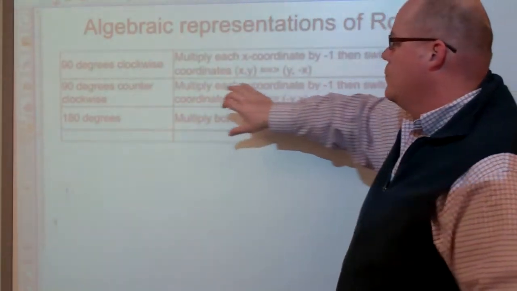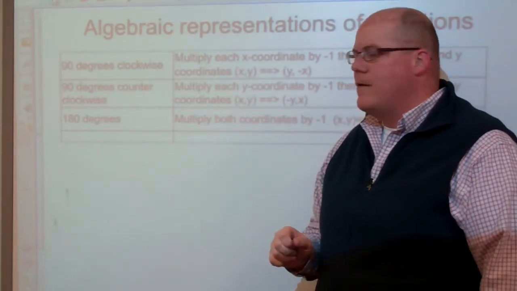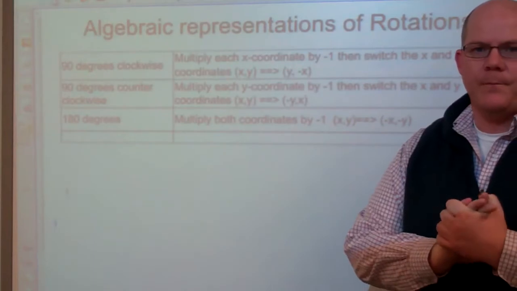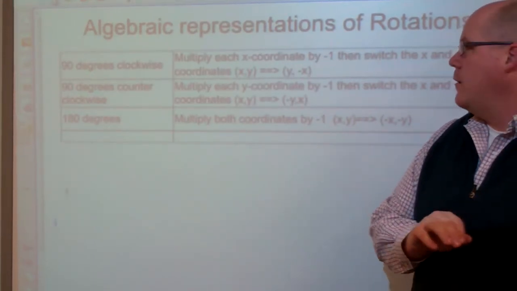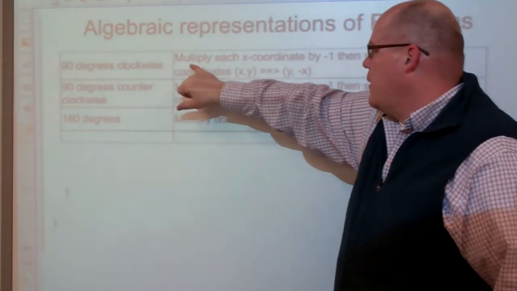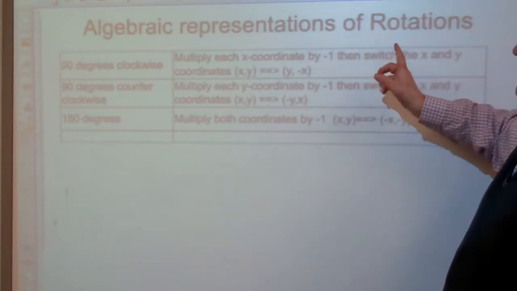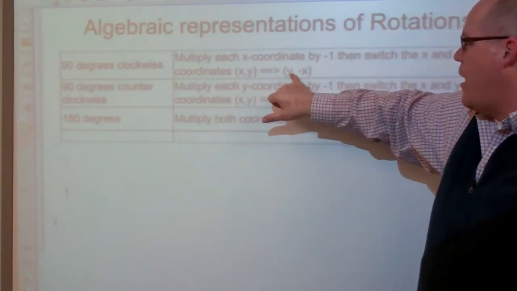So first we have the rules. We have 90 degrees clockwise, 90 degrees counterclockwise, and 180 degrees. Let me give you guys a minute to go ahead and copy that down. So pause the video real quick. All right. So when we do 90 degrees clockwise, we're going to multiply each of the x coordinates times negative 1, and then we switch the x and the y coordinates. So (x, y) becomes (y, negative x).